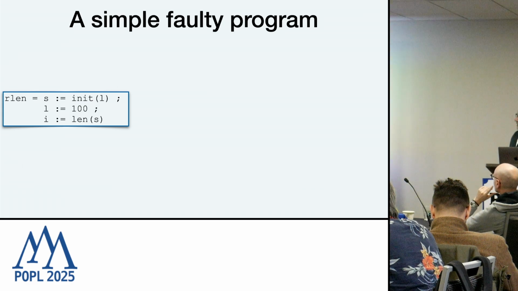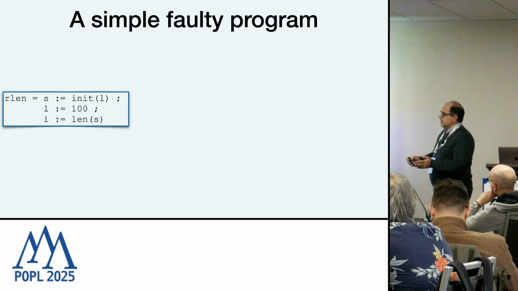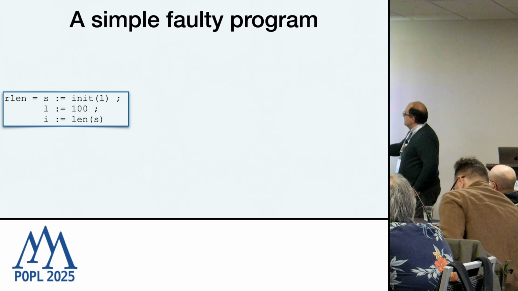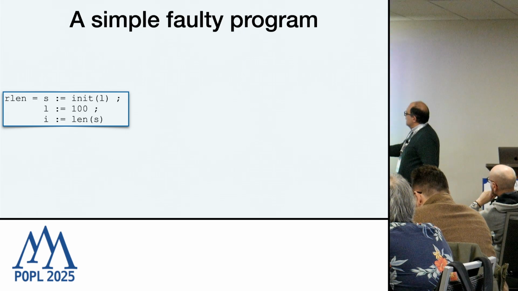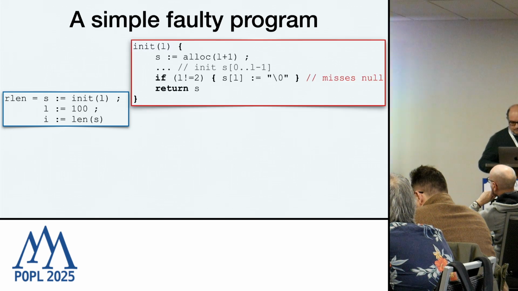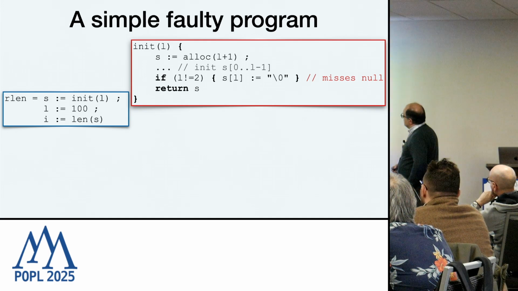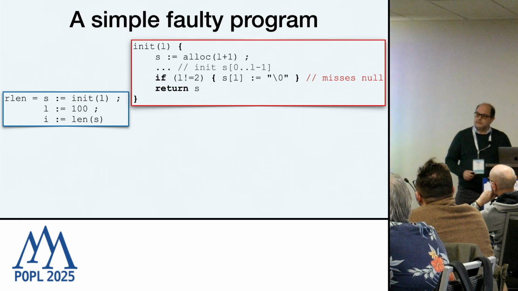To conclude, here is just a simple faulty program. It's a toy example. Imagine that we init some array with length L, then we change the value of L, and then we compute again the length of the array. But unfortunately, the init function is wrong because for some values of L, for example, when it is 2, the initialization procedure forgets to insert the null value.